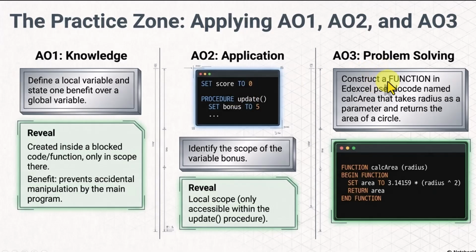Then construct a function in Edexcel pseudocode named calc area that takes radius as a parameter and returns the area of a circle. So that is function calc area, the parameter is radius, and begin function, end function. Set area to pi multiplied by radius to the power of 2. That will be calculated and stored inside area, and after that return area. So this is a function.